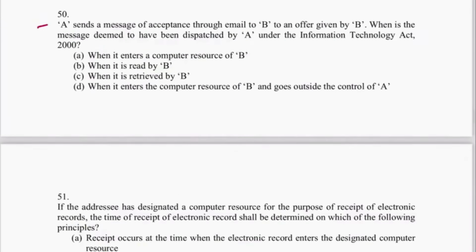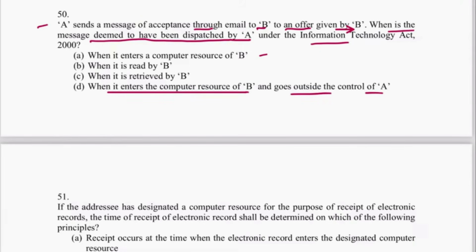Next is 50. A sends a message of acceptance through email to B to an offer given by B. When is the message deemed to have been dispatched by A under the IT Act? When it enters the computer resource of B and goes outside the control of A. B is the answer.